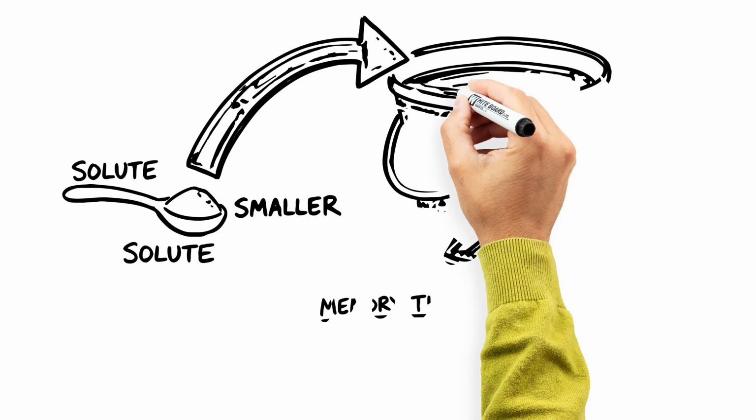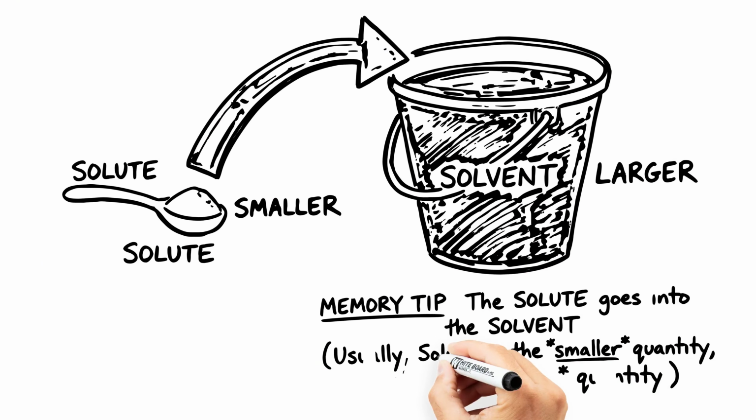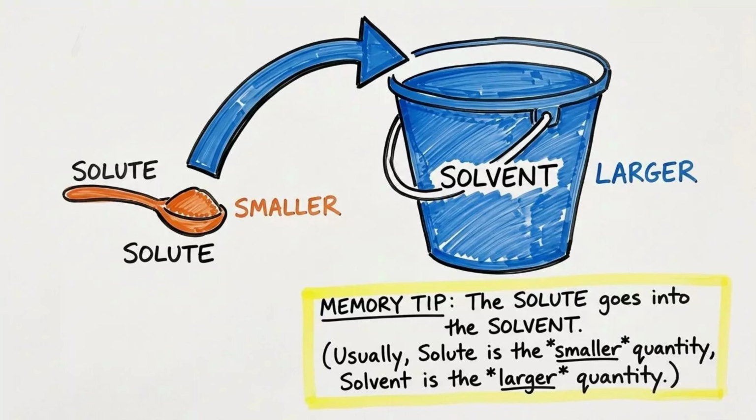Memory trick. Solvent has more letters, and it's usually the bigger amount. Solute is smaller. It's what you add in. In salt water, lots of water is solvent. Small amount of salt is solute.